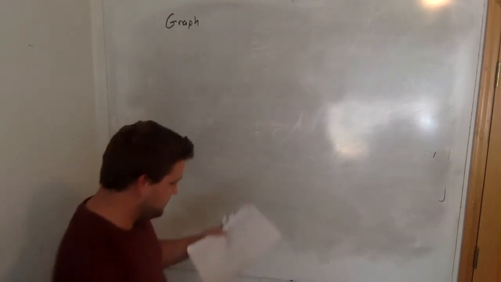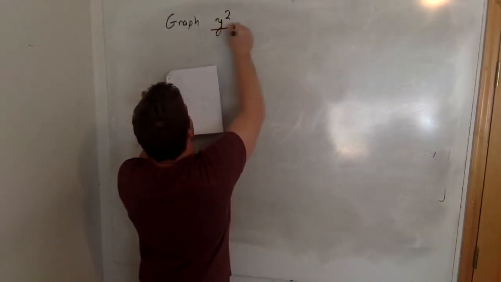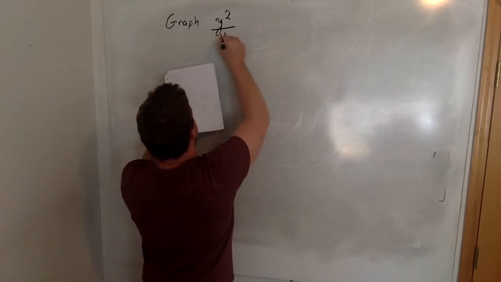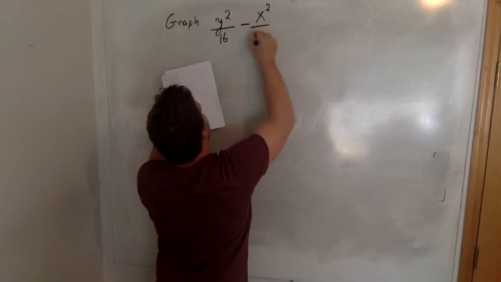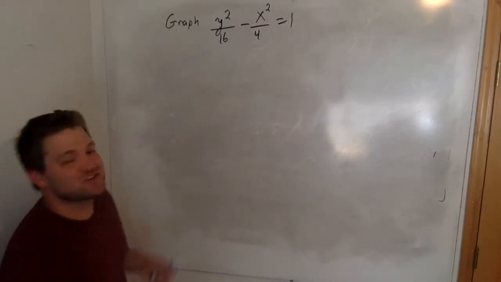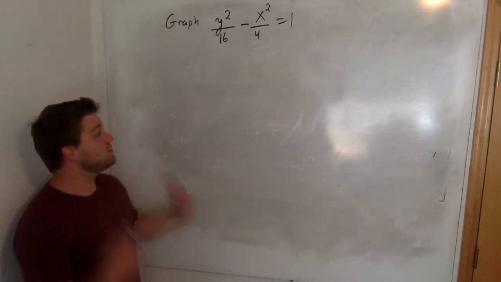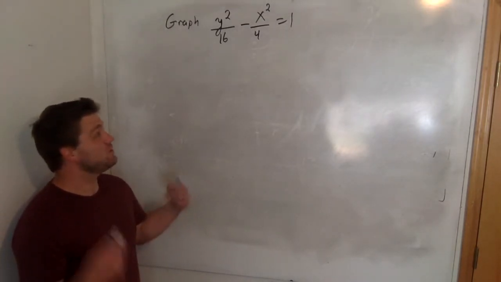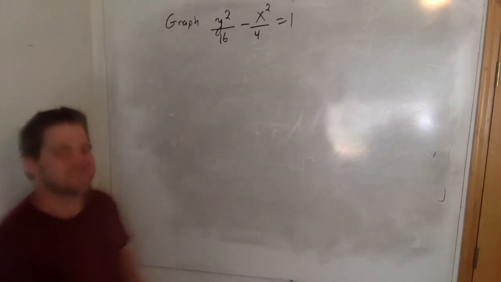Okay, let's graph. How about y squared over 16 minus x squared over 4 is equal to 1. Go ahead and pause the video and give a shot at graphing this hyperbola here. Also, tell me the coordinates of the vertices, tell me the coordinates of the foci, and tell me the equation of the asymptotes.